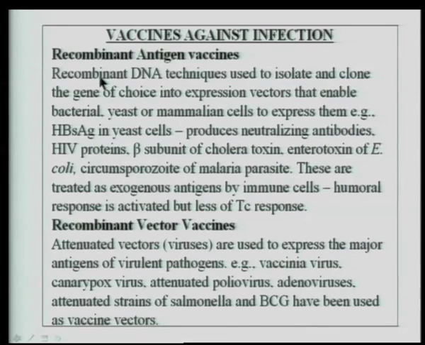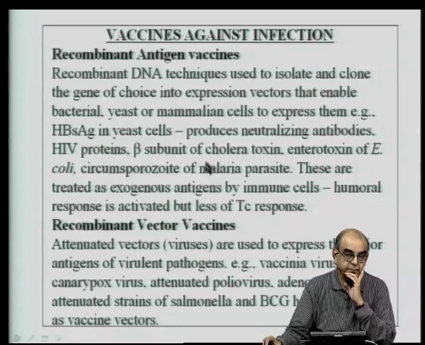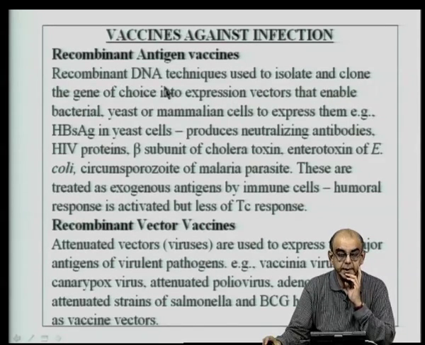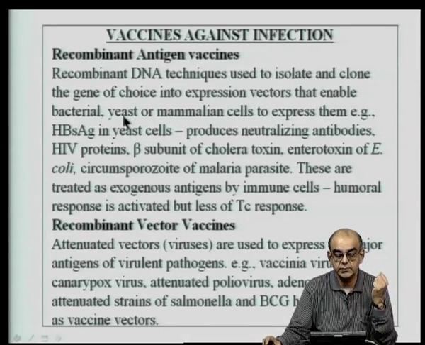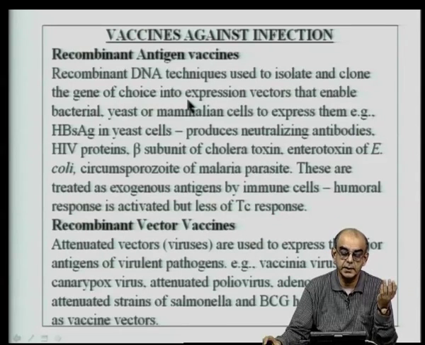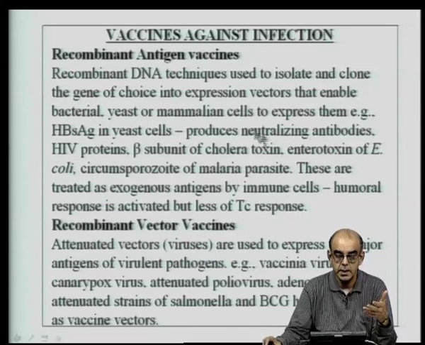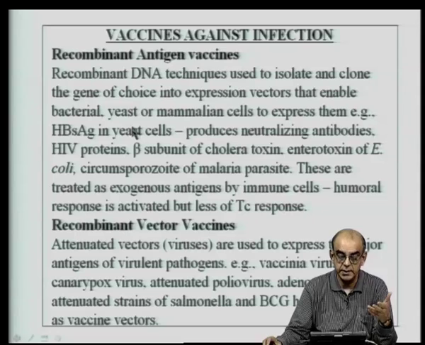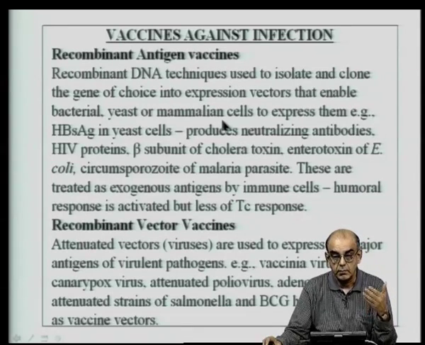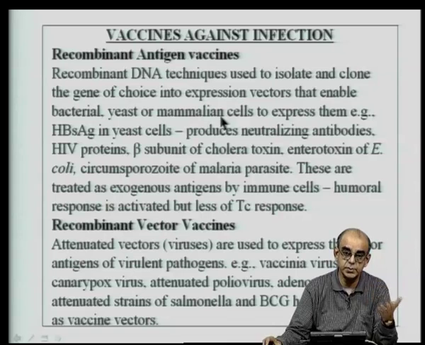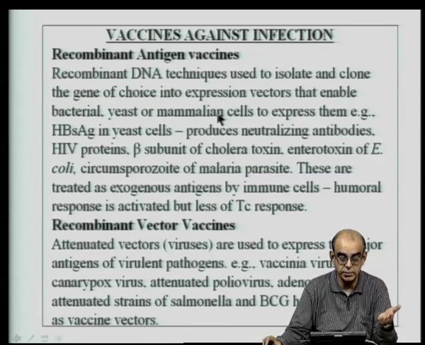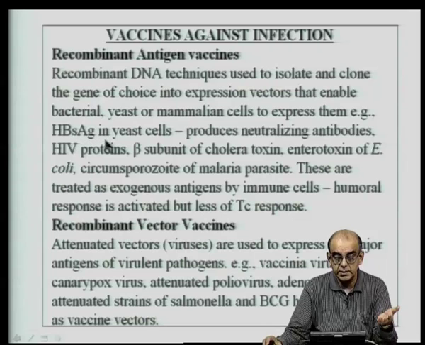Now, different kinds of vaccines can be made. Recombinant antigen vaccines use recombinant DNA techniques to isolate and clone a gene of choice from the pathogenic organism, which can elicit the formation of either antibodies or T cells. They are put into expression vectors, those which can express this antigen, like for example bacteria or yeast or even mammalian cells. Once they are expressed, they are purified and then used to immunize an individual. For example, HBs surface antigen can be expressed in yeast cells. This has been known to produce neutralizing antibodies.